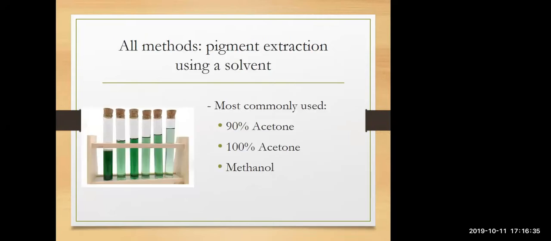All methods require the pigment extraction using some solvents. The most commonly used solvents are 90% acetone, 100% acetone, or even methanol.